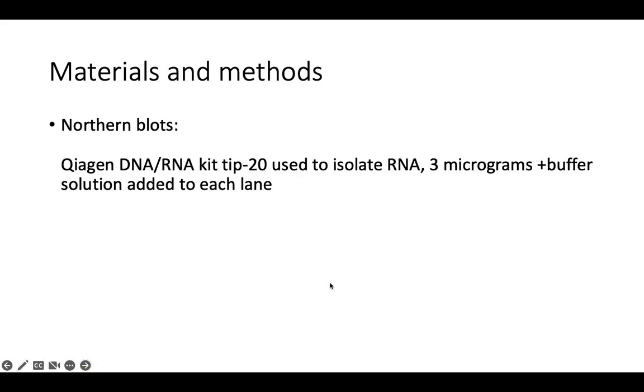Our northern blots, they used a QIAGEN kit that you can purchase to isolate the RNA, and they added 3 micrograms of RNA plus some buffer solution so that it added up to, I think, 20 microliters total volume that they put into each lane.